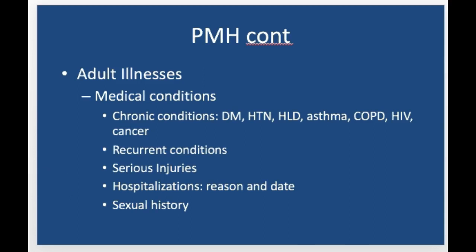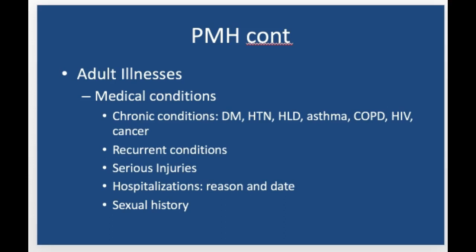For the adult illnesses, you'll ask about chronic conditions. You'll ask about recurrent conditions, serious injuries, hospitalizations, and then this is where you can also discuss the sexual history. Some people put sexual history in the social history as well. It doesn't really matter to me where you put it as long as it's documented in a comprehensive note, or in a pertinent note, in a focus note, only if it's pertinent. So if your focus note is related to a sexually transmitted infection or birth control use, then you may want to get a sexual history. Otherwise, you just do it when it's pertinent, when it's related.